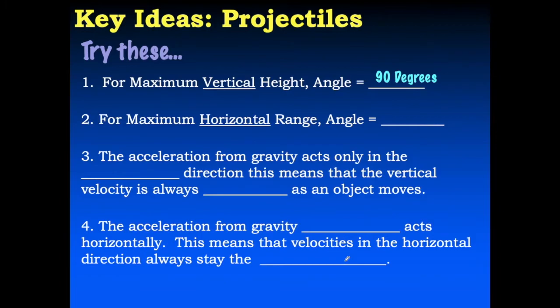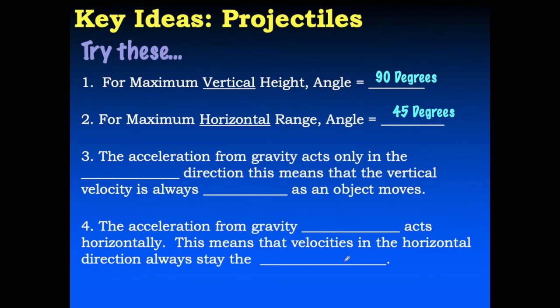Number 2, for maximum horizontal range, so basically you want your delta x to be the greatest, what would be the ideal angle? And technically we should say if there's no air resistance here. So if you're in a sport where you're having to throw things far, like a shot putter, or maybe you're throwing something or kicking something, the ideal angle for maximum horizontal distance would be 45 degrees.